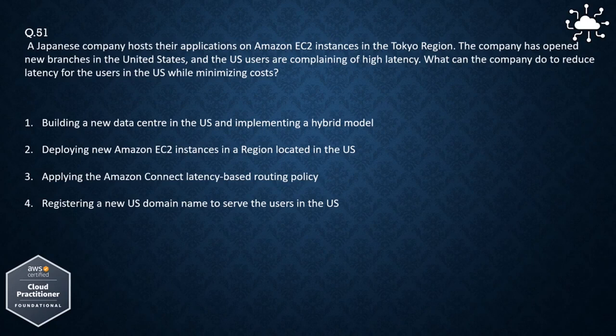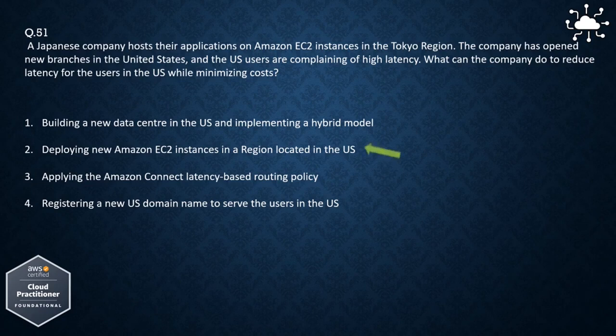The company has opened new branches in the United States, and the US users are complaining of high latency. What can the company do to reduce latency for the users in the US while minimizing costs? 1. Building a new data center in the US and implementing a hybrid model. 2. Deploying new Amazon EC2 instances in a region located in the US. 3. Applying the Amazon Connect latency-based routing policy. 4. Registering a new US domain name to serve the users in the US.